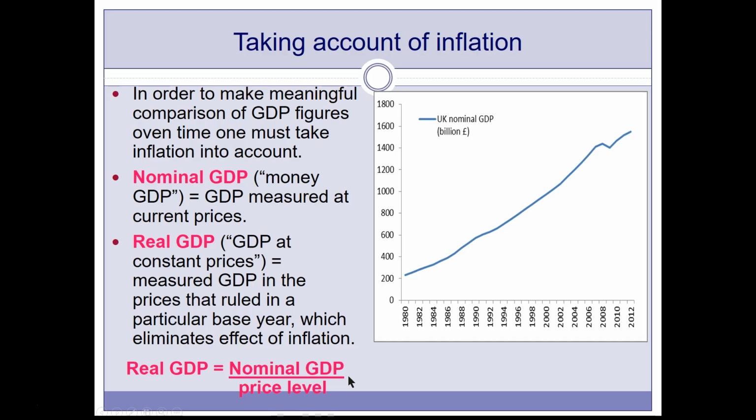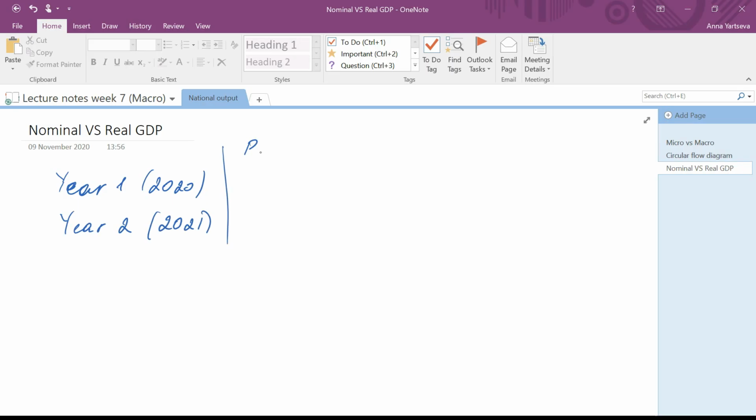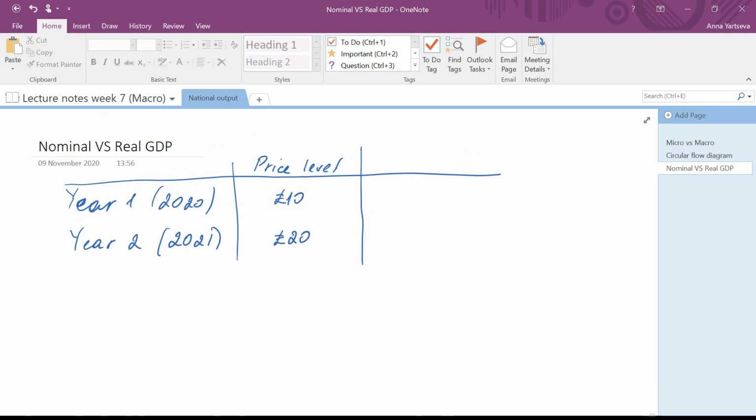Let me give you an example to illustrate this effect. Let's imagine that we are comparing data for two time periods, year 1, for example, 2020, and year 2, for example, next year, 2021. Price level in a country was different. For example, let's imagine that every piece of output which we produce in our economy this year costs £10, and next year prices have doubled and everything costs £20. Just for simplicity, let's imagine that we produce maybe one product, and this product costs 10 or 20 pounds in different years. The actual production level varies as well. For example, this year we produced 100 units, and next year we produced 80 units.